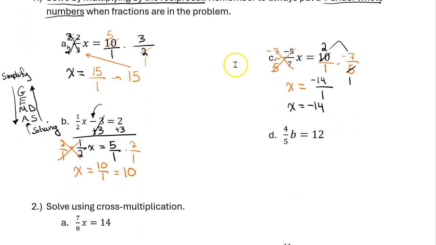All right, so for D, same thing. We are multiplying by the reciprocal. I need to put a 1 under the whole number. Now I multiply both sides by the reciprocal, which is 5/4 times 5/4. Those go away, and I'm left with B equals. Now I'm ready to cross cancel.